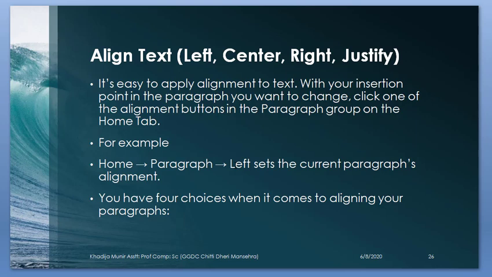Align. Align text. It's easy to apply alignment to text with your insertion point in the paragraph you want to change. Click one of the alignment buttons in the paragraph group on the home tab. For example, click on the home tab, then click on paragraph. In the paragraph section, left sets the current paragraph's alignment, its default alignment position. You have 4 choices when it comes to aligning your document: left, center, right and justify. Let's discuss one by one.